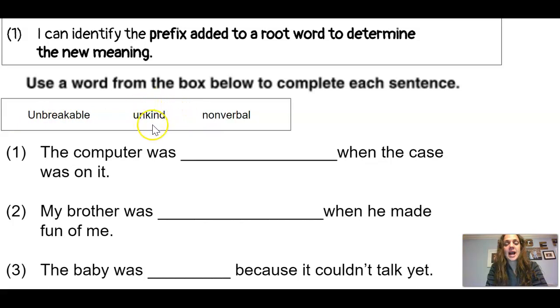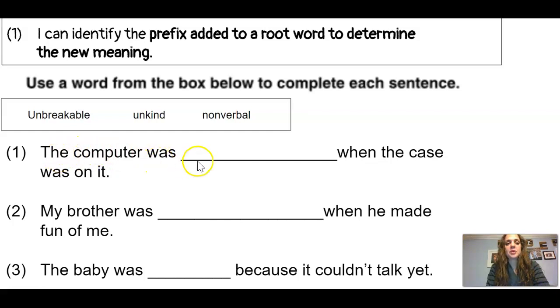I see our root word kind. I see our prefix un, so not kind. I see our root word verbal, our prefix non. Non-verbal means not talking. So we have to think of the meaning of each word and use it in a sentence so that it makes sense.